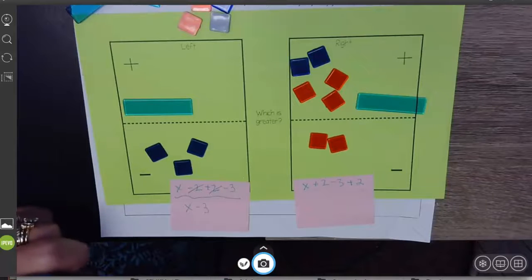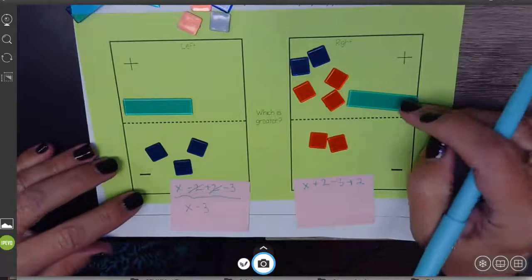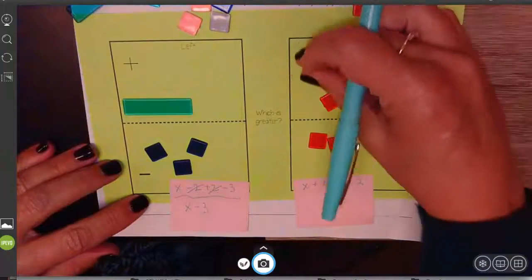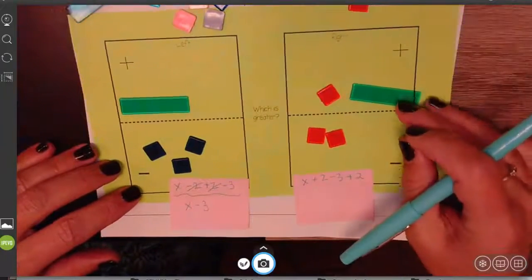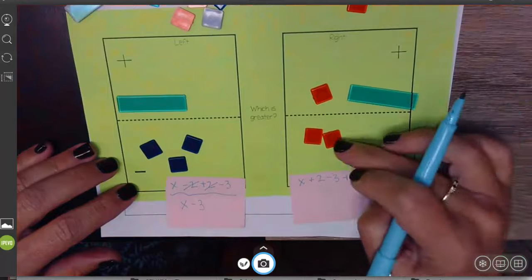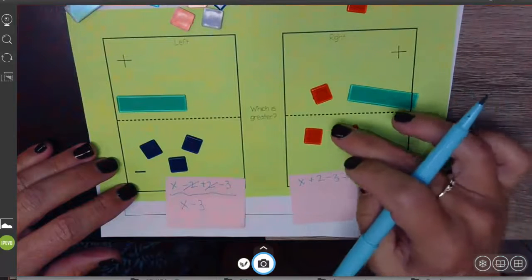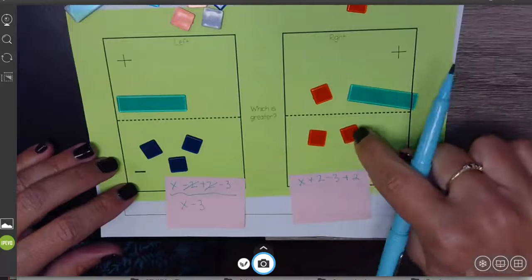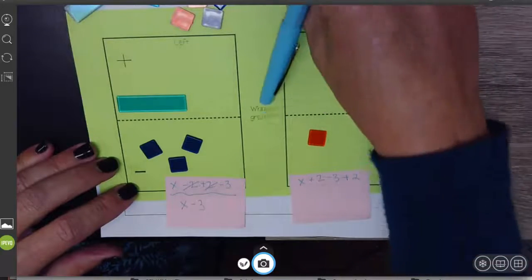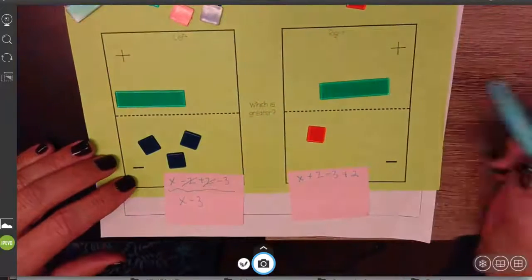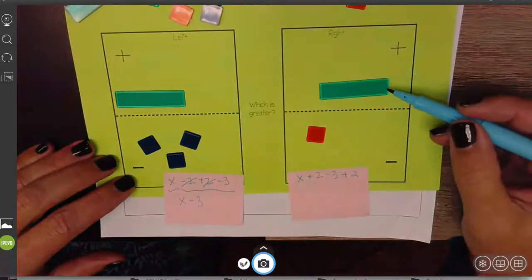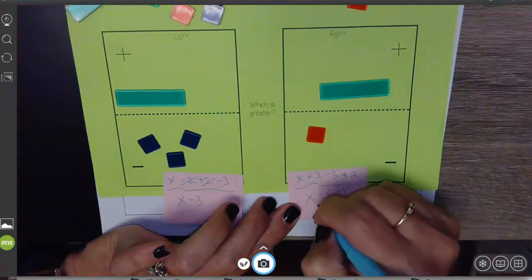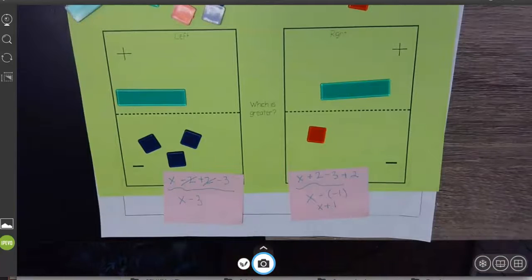Now I'm going to look at my right side. Again, I'm going to look for pairs of opposites. So I see a pair here, so I'm going to take those off, and a pair here. So then I know this is a -1, but this is a negative of a -1, so I know that this is a positive. So one of these is positive and one of these is negative. So that also makes a pair. So that leaves me with x minus a -1 or x plus 1.